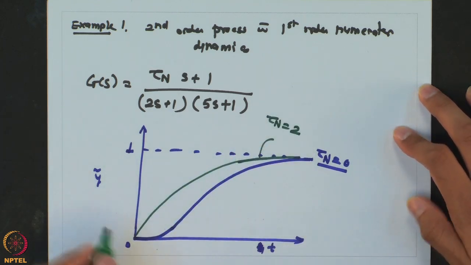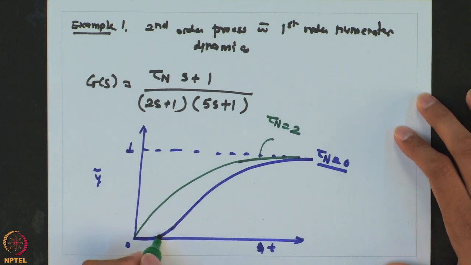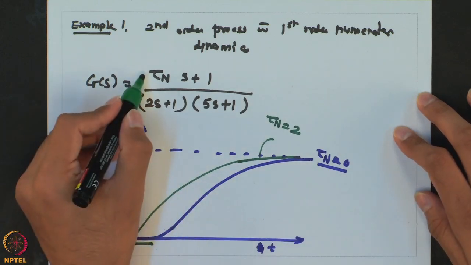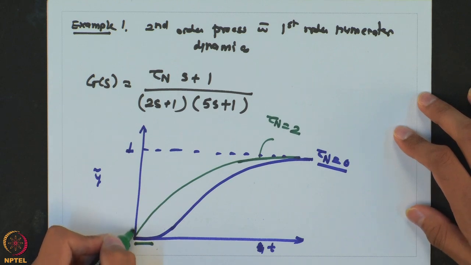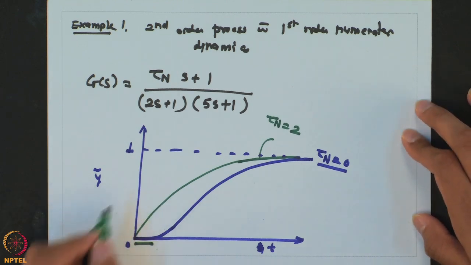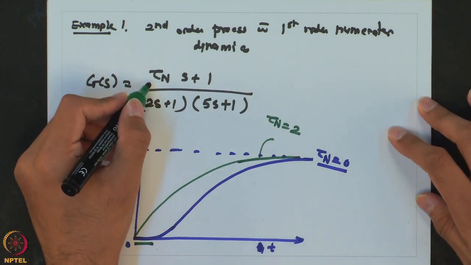So, you can see the stark difference between the original response and this response is that when there was no numerator dynamics, the system was idle for quite some time. So, the response was sigmoidal, which is a characteristic of any higher order overdamped system. But as soon as you have some numerator dynamics, the initial slope is non-zero and the system reacts to the step change immediately. Same thing will be true when I take tau n is equal to 5.